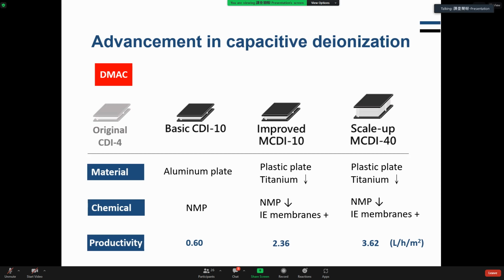And for the chemical, since we are aware that DMAC has the risk of infertility, we replaced the DMAC with NMP. With the improved design of the MCDI, we also decreased the amount of NMP. But at the same time, since the MCDI has the addition of the ion exchange membrane, it has additional use of PVDF for the membrane. With these three designs, we also have three different productivities in terms of water production.